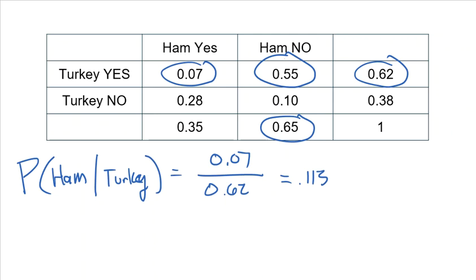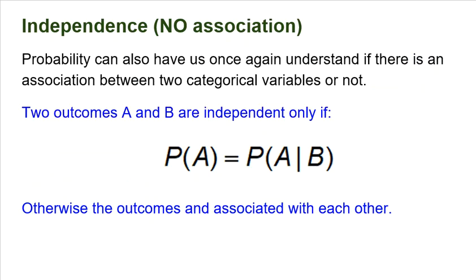So very, very specific questioning. So lots of different questions could be asked. Got to be very specific. All right, and this leads us to one more final topic for this video, independence. We actually talked about this quite a while ago as well when we dealt with two-way tables, but now it's going to make complete sense. Probability can also help us understand if there's an association between two categorical variables or not. So two outcomes, A and B, are independent only if this is true. If the probability of A equals the probability of A on the condition of B, then we can officially say that they are independent events.